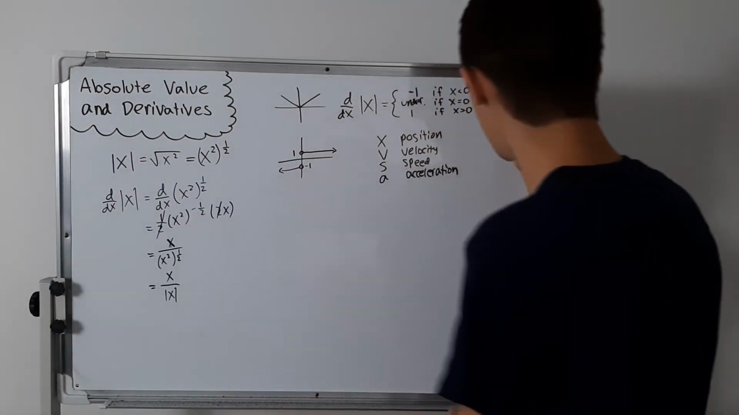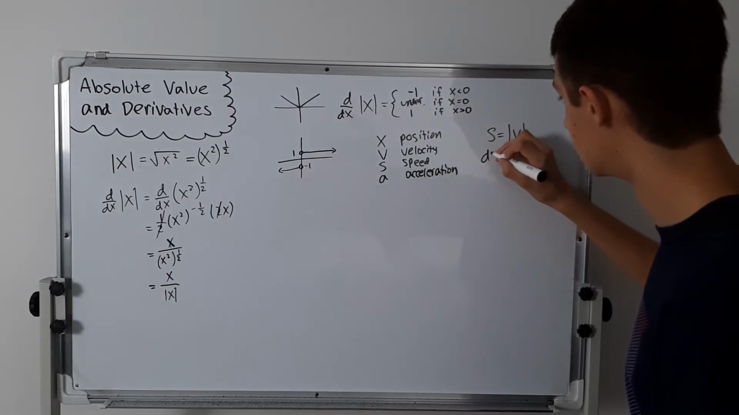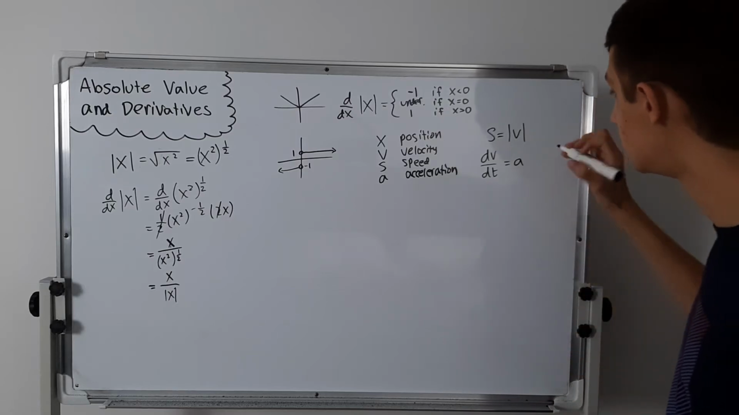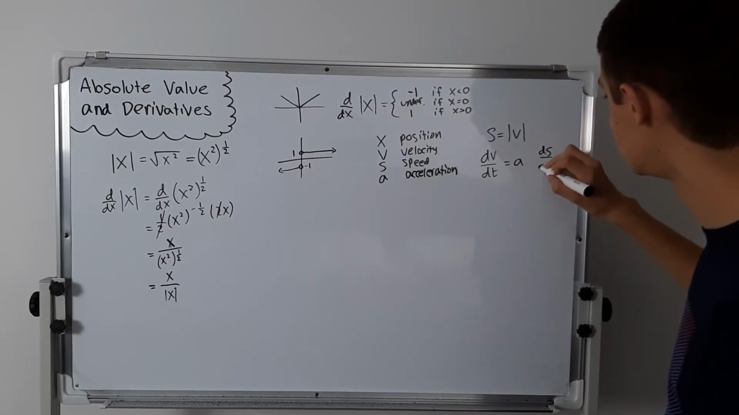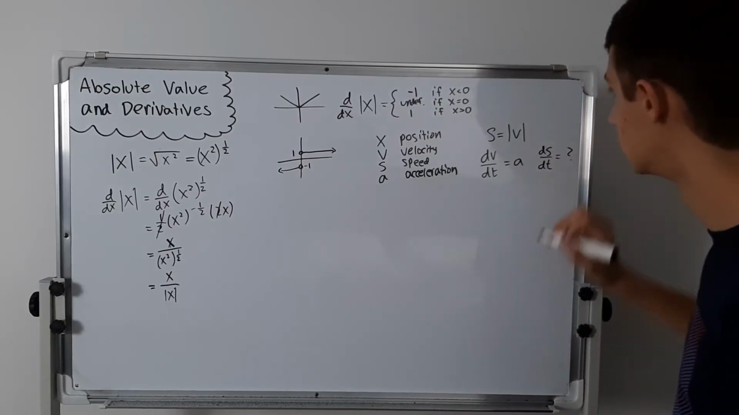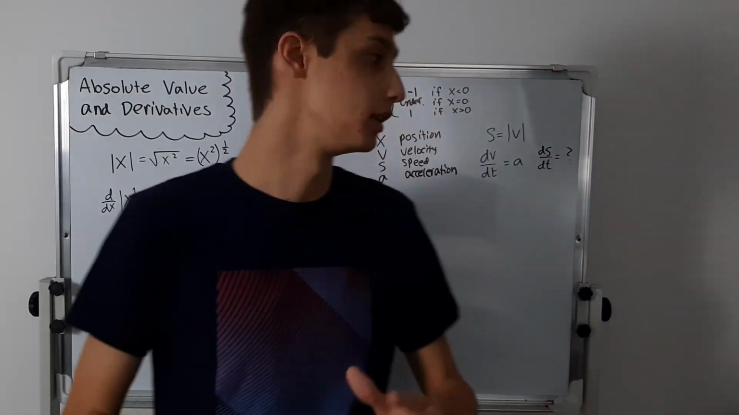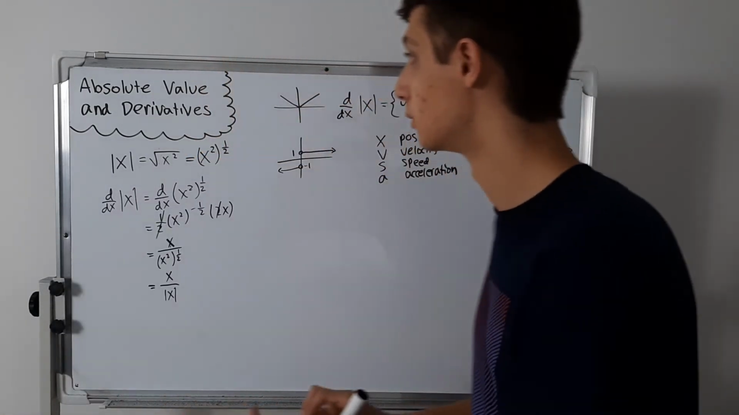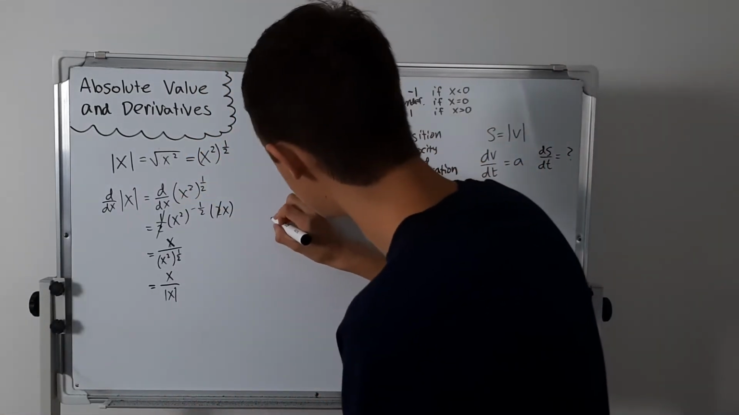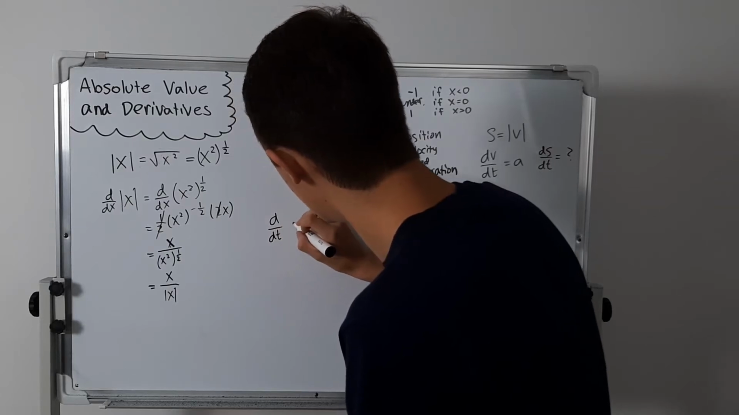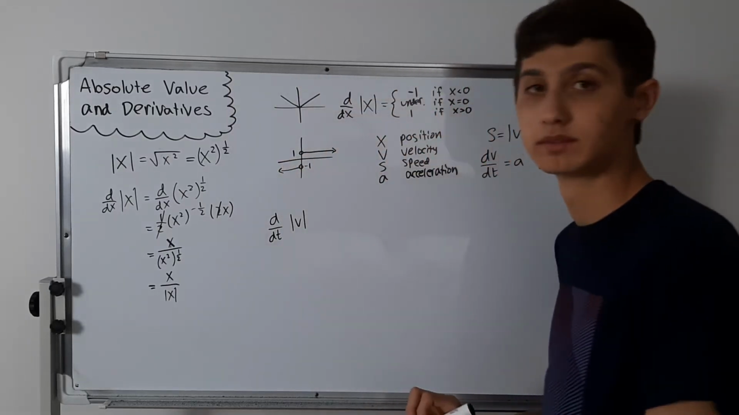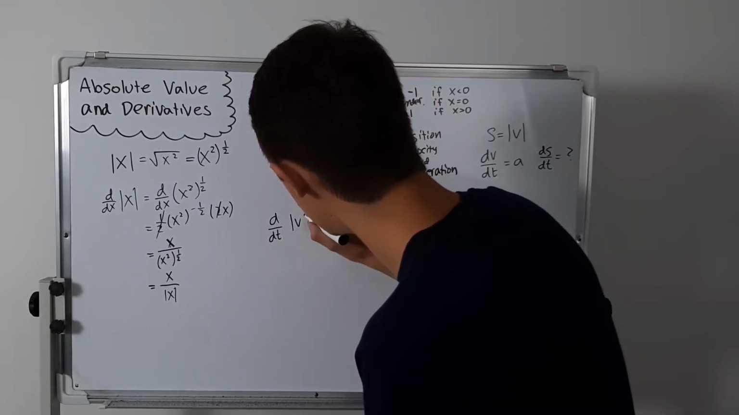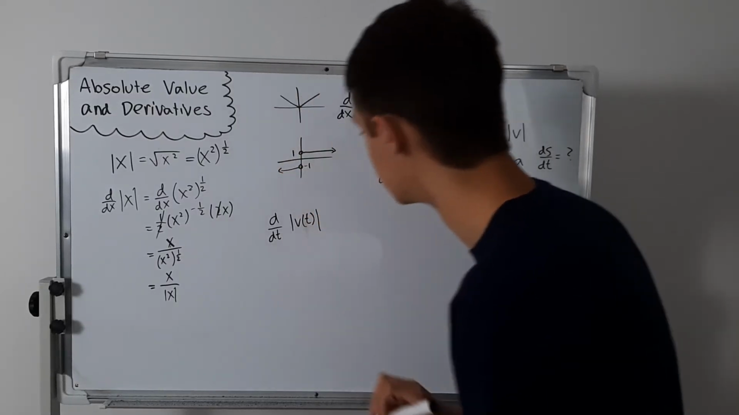So we know that dv over dt is equal to a. But what is ds over dt equal to? So what is ds over dt? So we're taking the derivative of speed, and we know speed is just absolute value of velocity. So we can apply what we learned, because what we're trying to find is the derivative of the absolute value of velocity. And I'll write it as v of t, since we're actually formally doing this now.